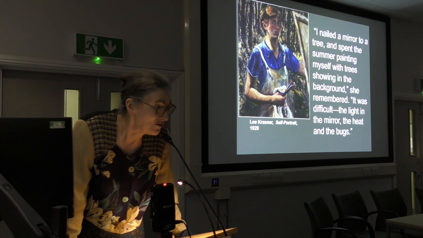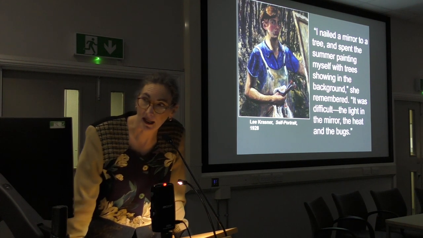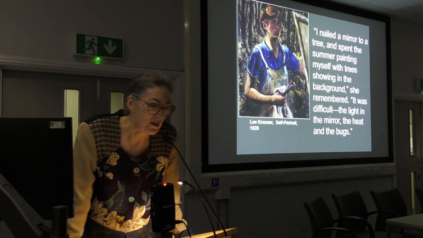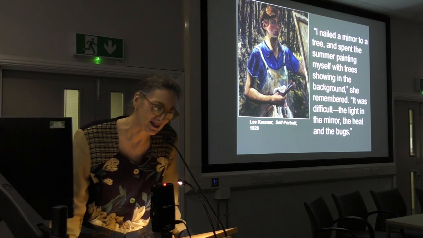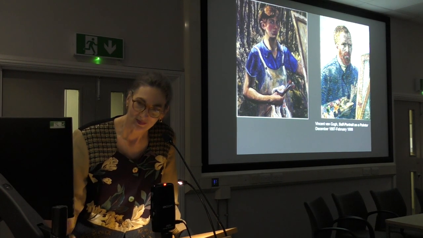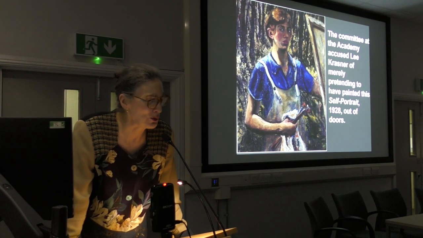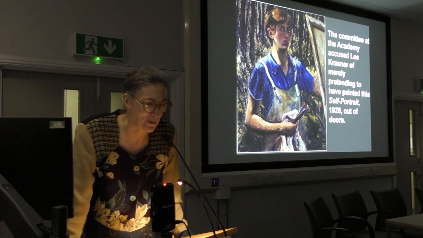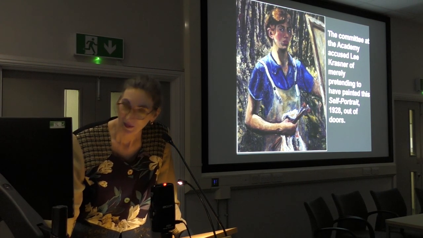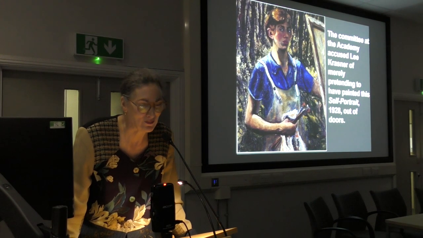And you can see she loved nature. She paints herself in the woods, or in the yard, as it were. And she said, I nailed a mirror to a tree and spent the summer painting myself. It was difficult: the light in the mirror, the heat, and the bugs. We got a lot of mosquitoes. And you could see that she's doing something similar to the concept Van Gogh did. But the committee at the National Academy accused her of inventing the fact, pretending that she had painted this outdoors. They didn't believe she could do something so well out of doors. But she got accepted. She was to stay on probation, but it turns out that everybody accepted for life drawing was on probation.